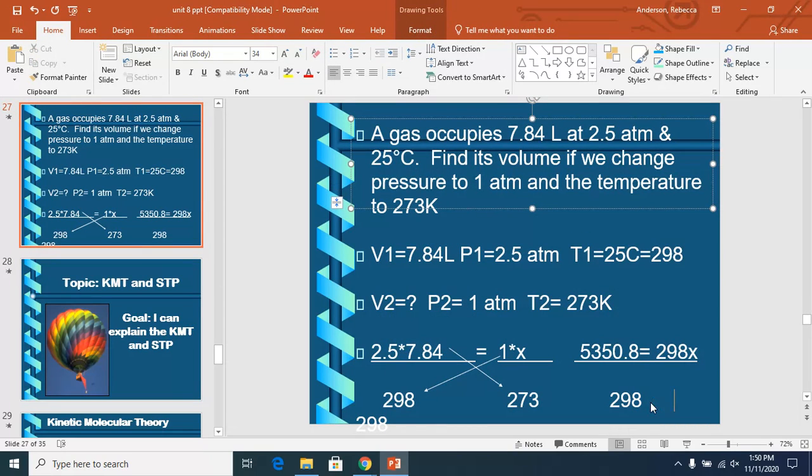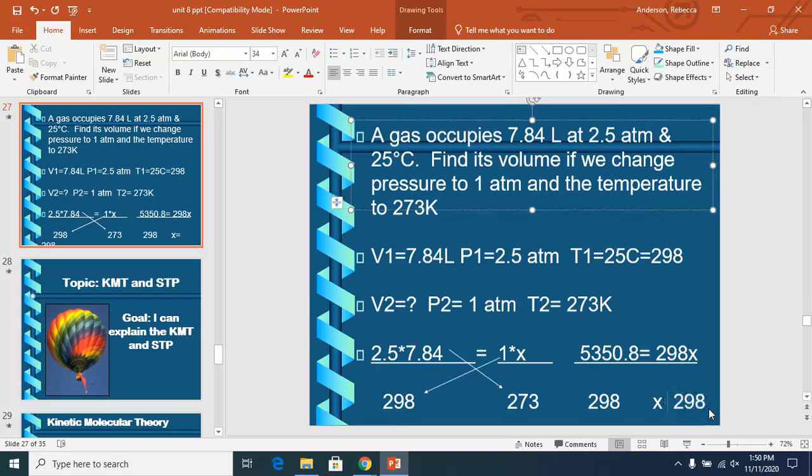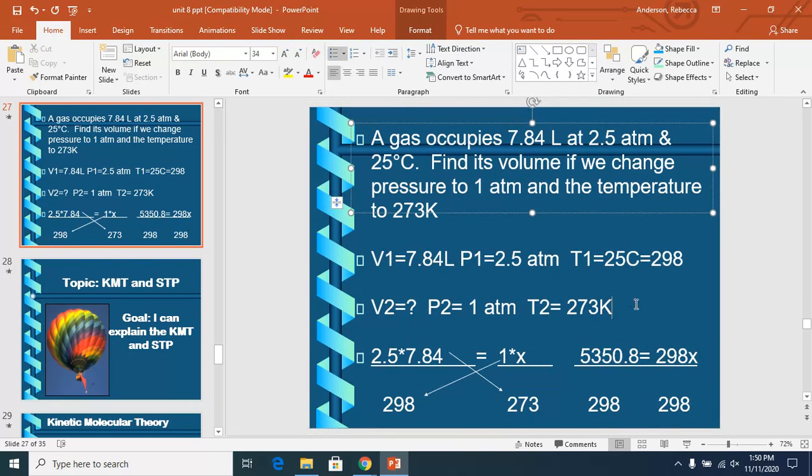That would leave x by itself, which we are running out of room. So x will equal 5,350.8 divided by 298, which is 17.95, which we could round up to 18. We were finding volume, so that would be in liters.